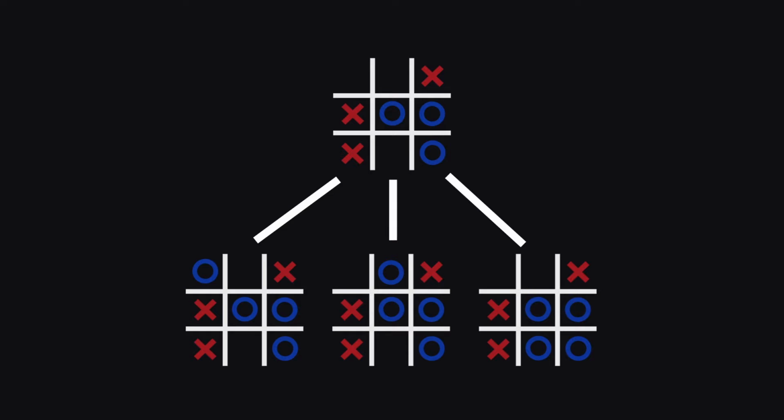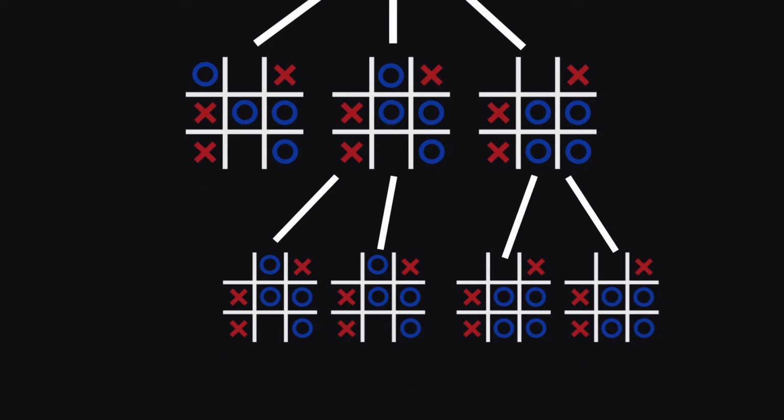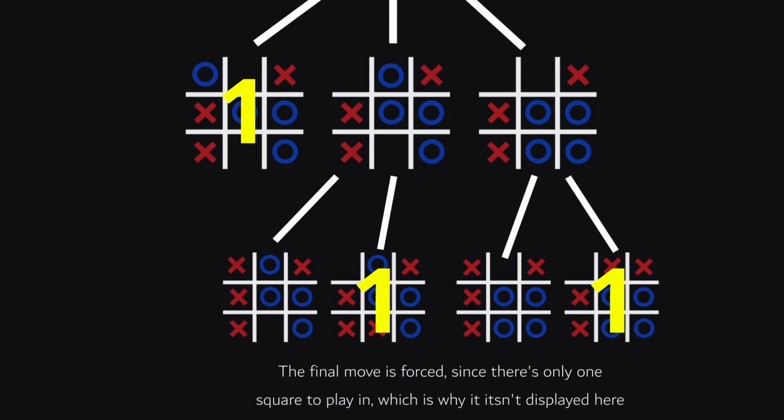Okay, well now it's the player's turn, so we branch out with the moves that the player can make. And so on, until the game is over. Now what we do is we look at these final positions. If the AI has won, we give the position a value of 1. If the player wins, we give it a value of -1. And if it's a tie, we give it a value of 0.